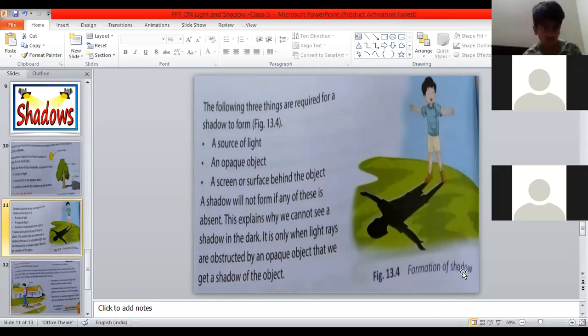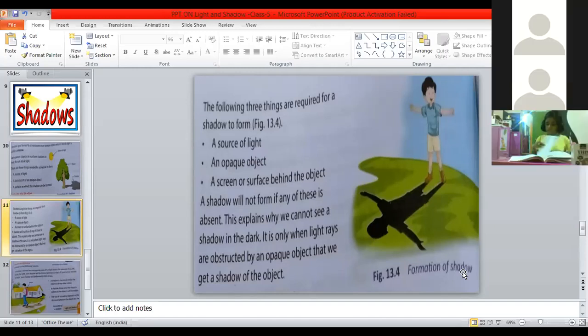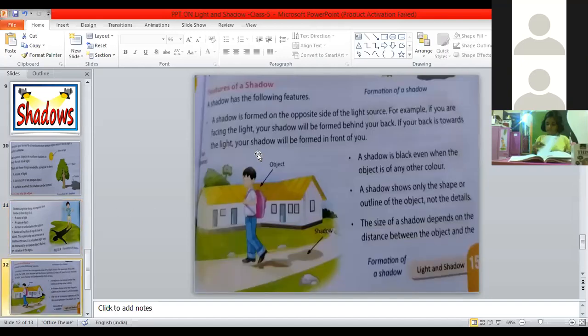Able to understand, children? Yes, ma'am. So these are the things required to form a shadow. Now, what are the features of a shadow? If there is a shadow, how will it be, what does it explain to us? A shadow has the following features.